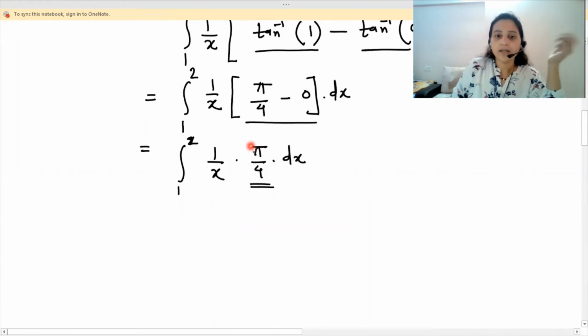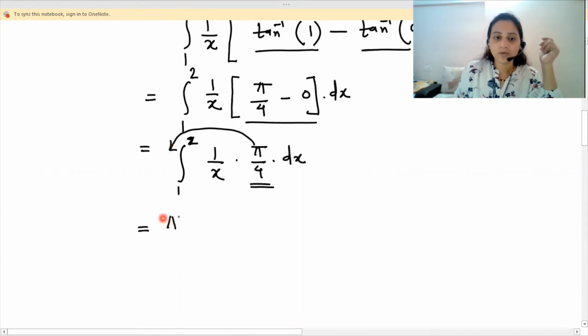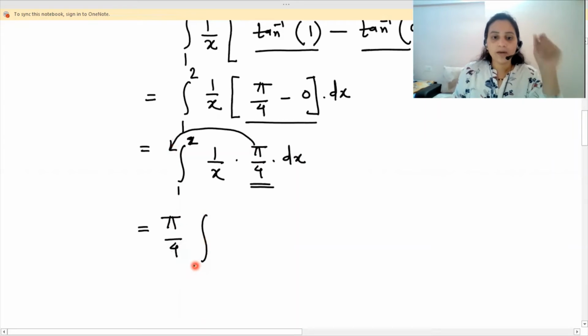So we can take this pi by 4 out of this integral sign. I have taken that pi by 4 outside the integral. The outer limits 1 to 2 remain as they are. This is 1 upon x and this is dx, which is equal to.